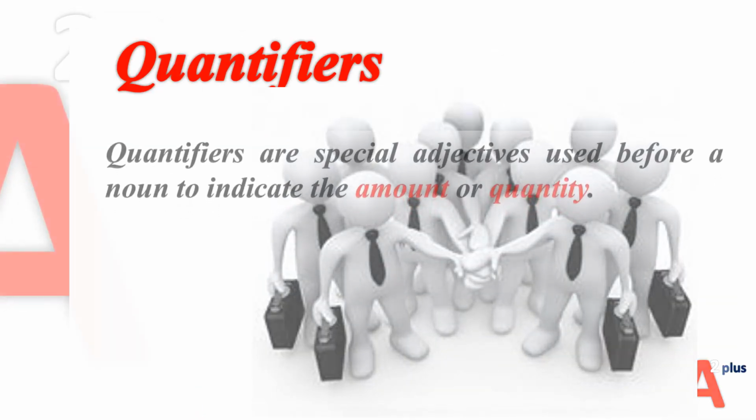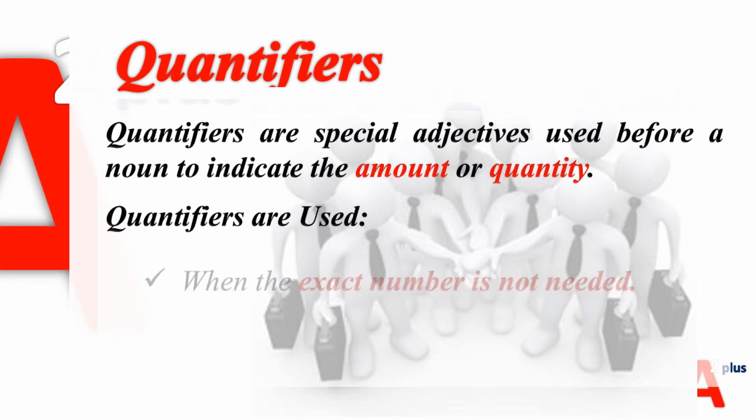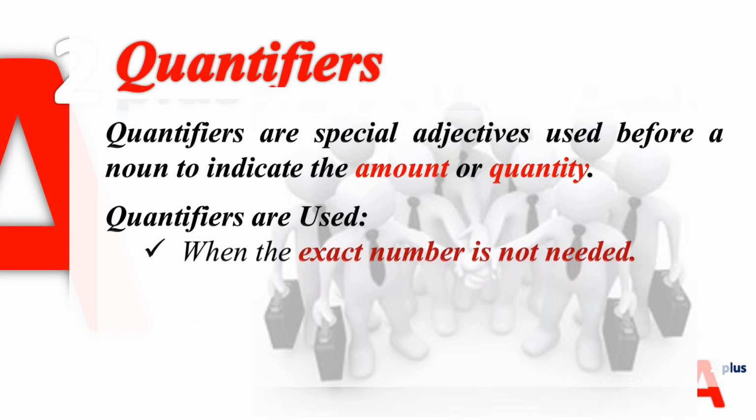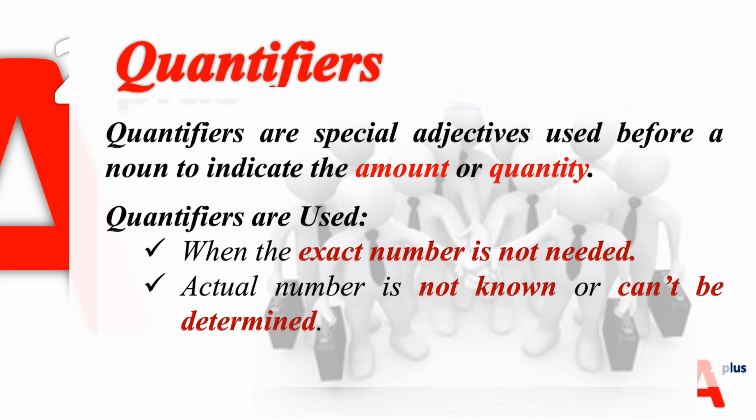Quantifiers are special adjectives used before nouns to indicate amount or quantity. Quantifiers are used when the exact number is not known, or the actual number is not needed, or when the actual number cannot be determined.